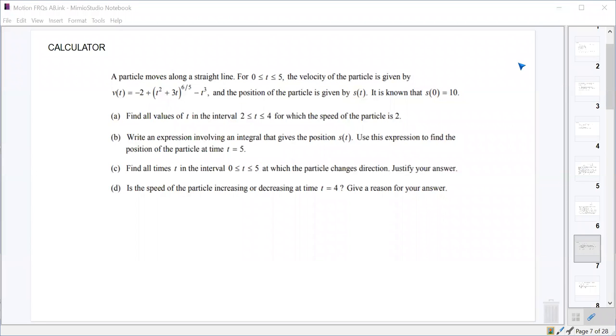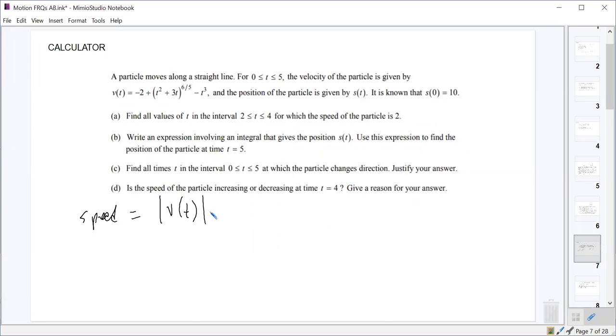So we got a calculator question here. It's particle motion again, and I'm hoping that you guys have found that a lot of these particle motion ones are very similar. And so the first question it asks us is, when is the speed of the particle 2? So we're looking for all values between 2 and 4, inclusive of 2 and 4, for which the speed of the particle is 2.